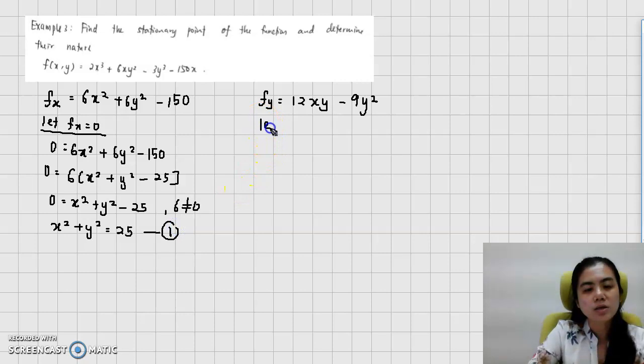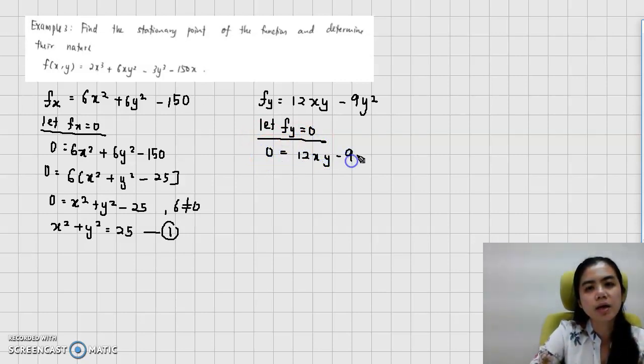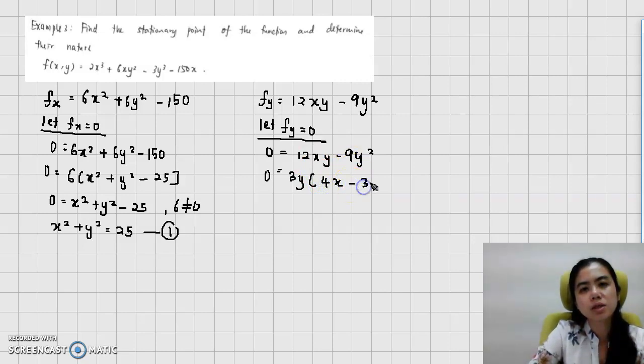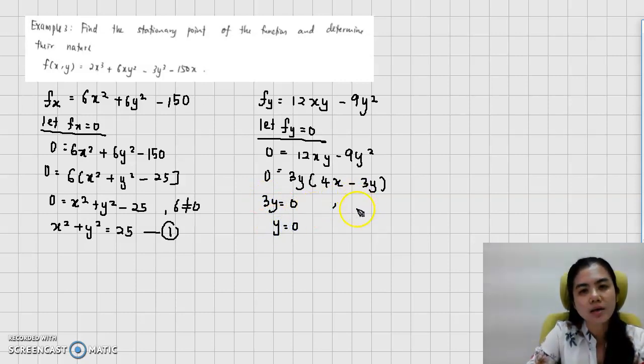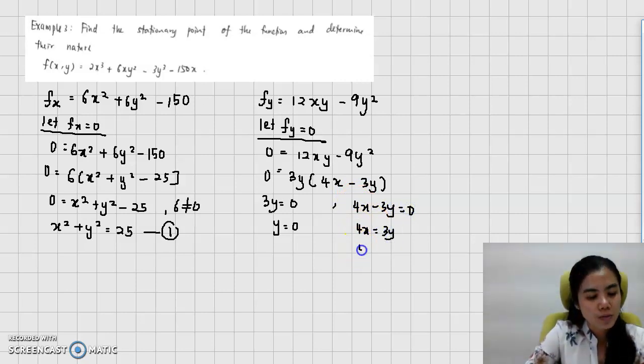For the second equation, obtained from here, you let fy equal to 0. So we have 0 equal to 12xy minus 9y squared. Again, we're going to do the factorization. If you factor out 3y from here, we have 3y times (4x minus 3y). So the first, you have 3y equal to 0, so y is 0. And the second, you have 4x minus 3y equal to 0, and this gives you y equal to 4x over 3.